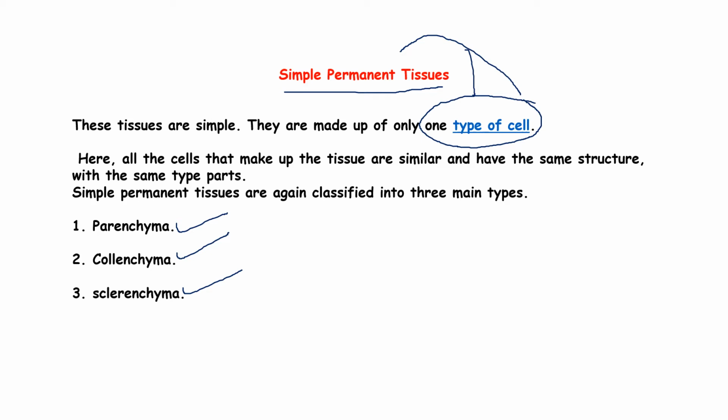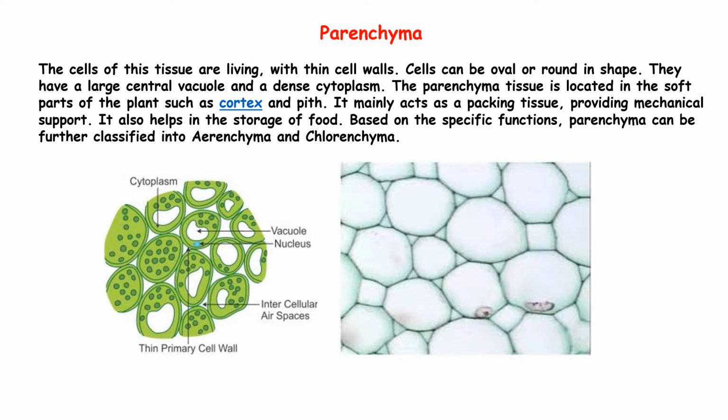Now, what are the types? There are three types of simple permanent tissues. First is the parenchyma, second is colonchyma, and third is sclerenchyma. These are the three types of simple permanent tissues. Now, the first one is parenchyma.